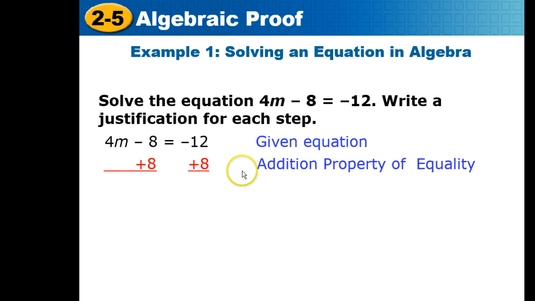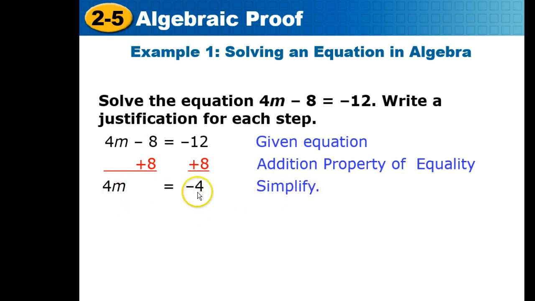In the second step, we added 8 to both sides, so we say addition property of equality. Again, you can use your abbreviation here. I honestly don't necessarily need you to write these down, guys. We're going to practice tomorrow. Just follow along. Then after we add 8, we're left with 4m on the left side and negative 4 on the right side. We just call that simplify.